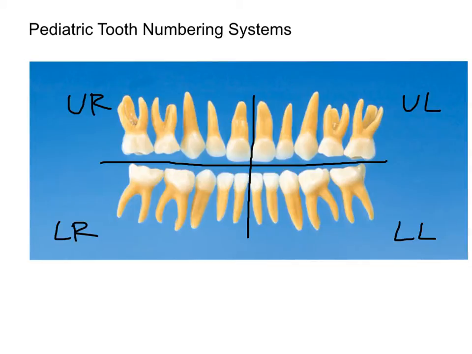From a mesial direction, or towards the midline, to a distal direction, or away from the midline, we have the central incisor, the lateral incisor, the canine, and 2 molars, the first molar and the second molar.